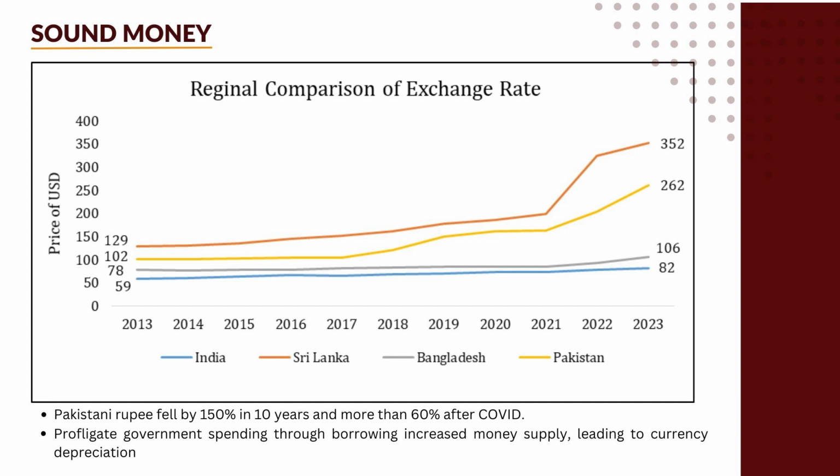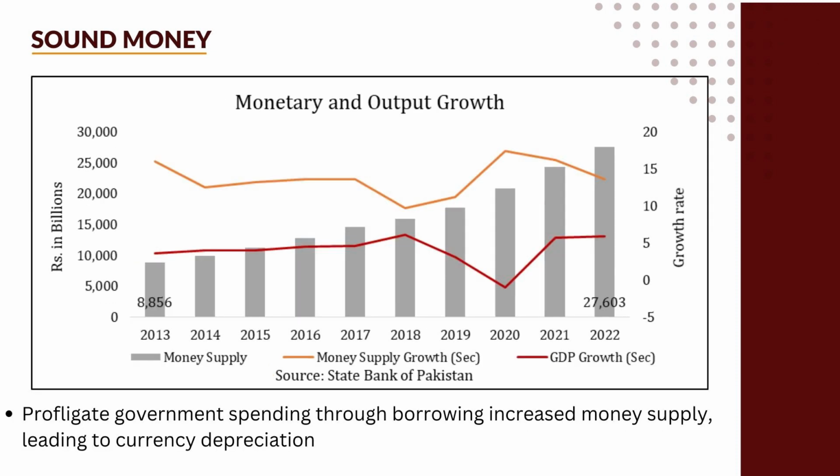So Pakistani currency has lost more value as compared to other regional countries. And in the last 10 years, the Pakistani rupee has depreciated by around 150%, and after COVID, it has depreciated by around 60%. One of the reasons behind currency devaluation is higher growth in money supply as compared to GDP growth. And if we look at the monetary growth, money supply was around 8.8 trillion in 2013, and it has increased to more than 27 trillion at the end of 2022.